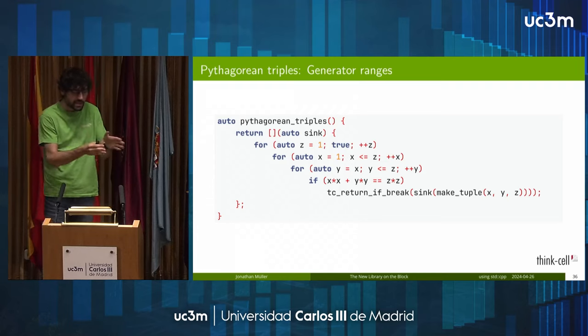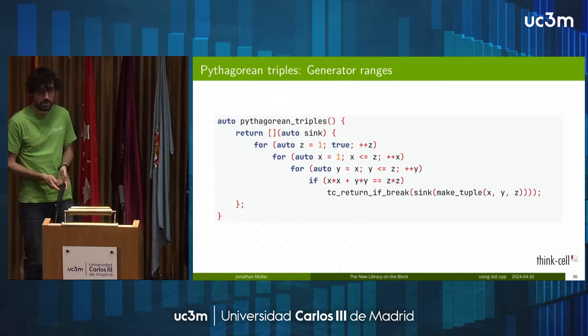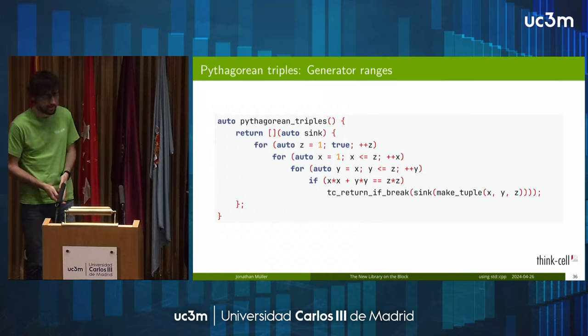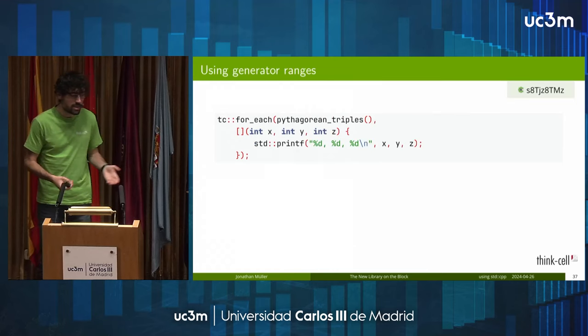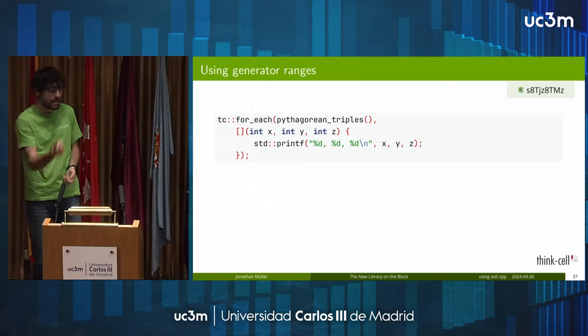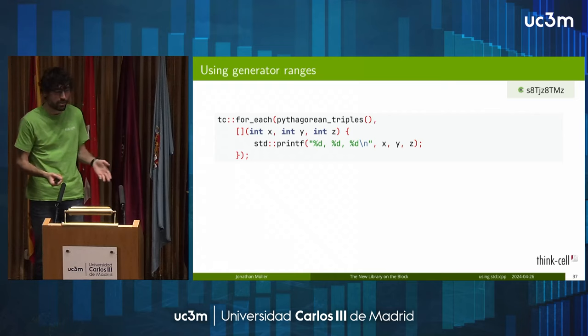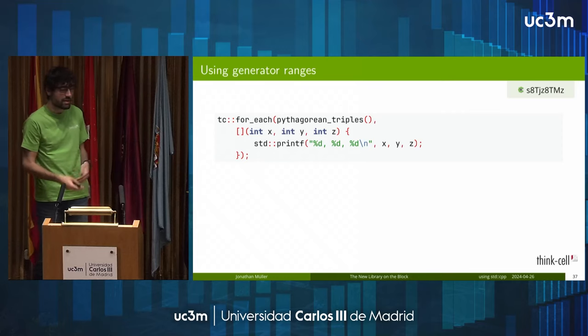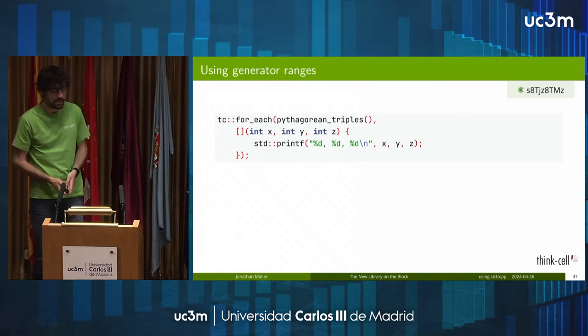And so we can write code just like using coroutines, but it doesn't require any fancy optimizers because we've just got loops that invoke a callback. And then we can use it just by using for each. And tc::for_each just takes the lambda that we've given it and passes that to the lambda returned by pythagorean_triples, which means it will be invoked for every value. And because we're using invoke, the tuple will be automatically unpacked.